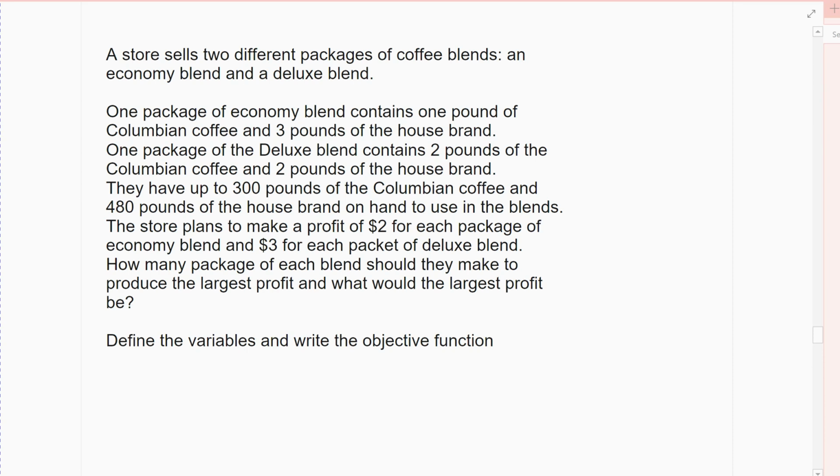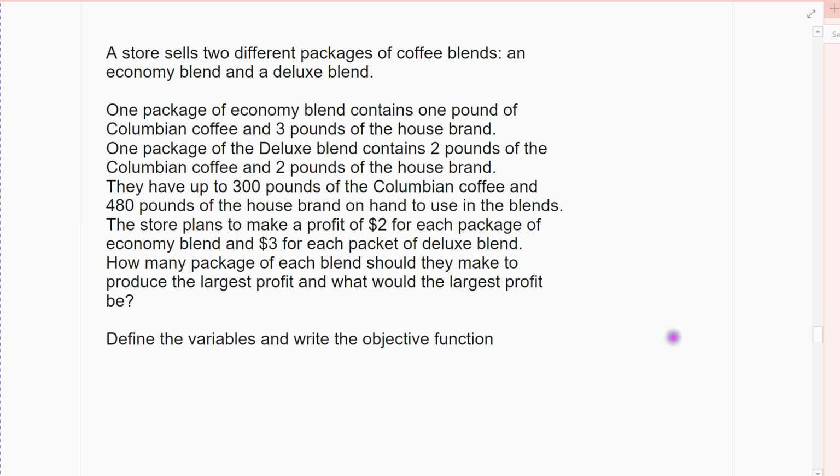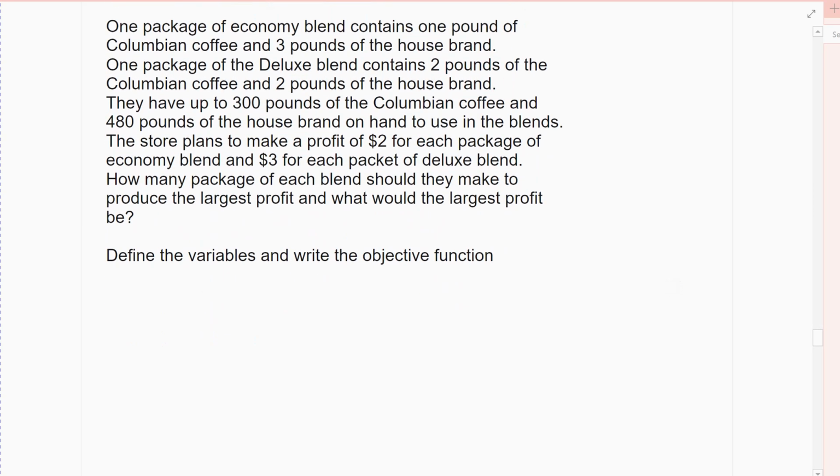All right, so we have a store that sells two different types of coffee blends, an economy blend and a deluxe blend. One package of the economy contains 1 pound of the Colombian coffee, 3 pounds of the house blend. One package of the deluxe contains 2 pounds of the Colombian, 2 pounds of the house. They have up to 300 pounds of the Colombian and 480 pounds of the house.